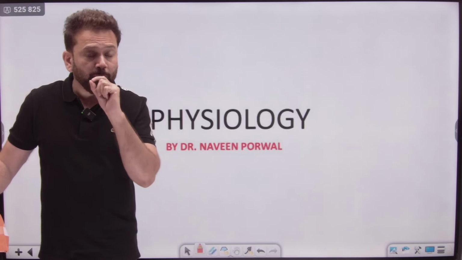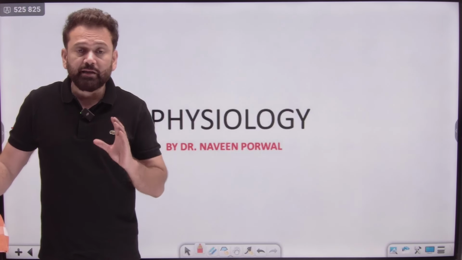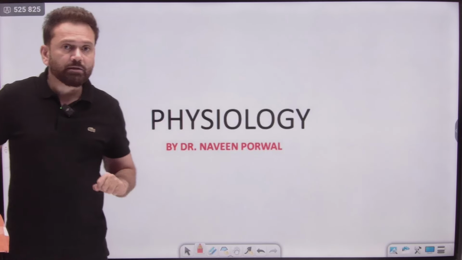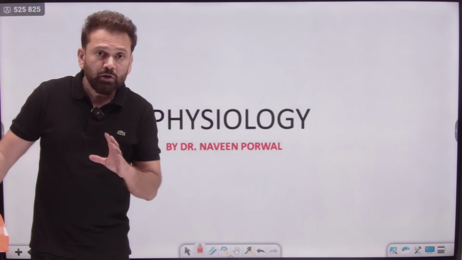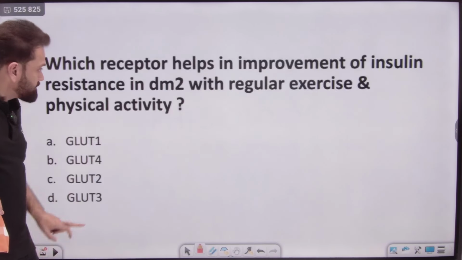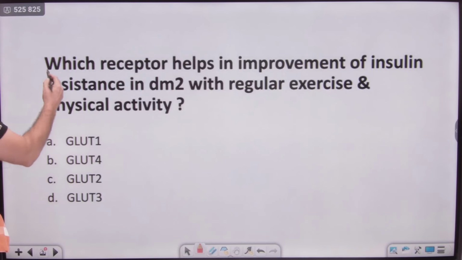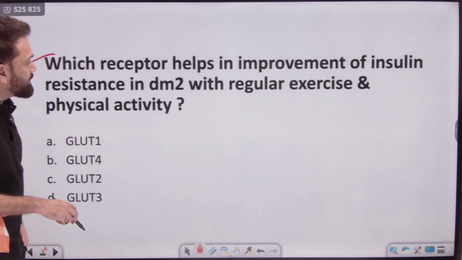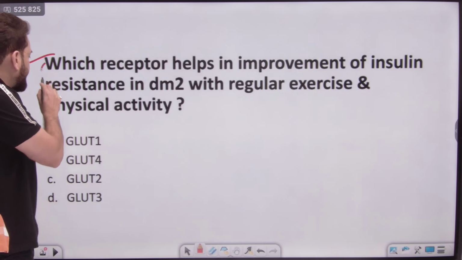So some topics are very important. If you see, they are coming from the last 5 years, 6 years, like that. So let us start the session without further ado with question number 1. Which receptor helps in improvement of insulin resistance in diabetes mellitus type 2 with regular exercise and physical activity?